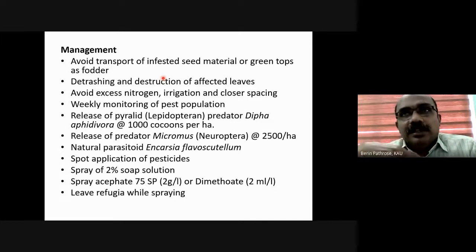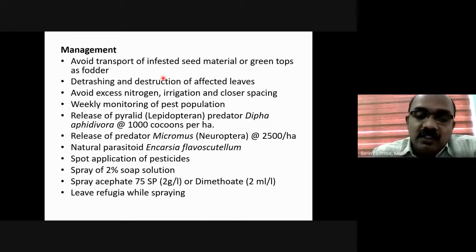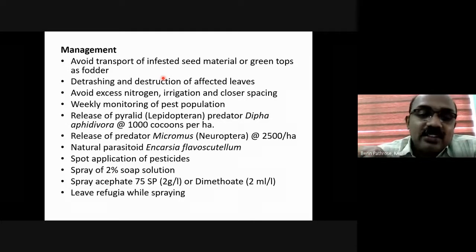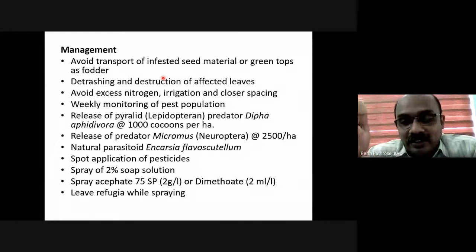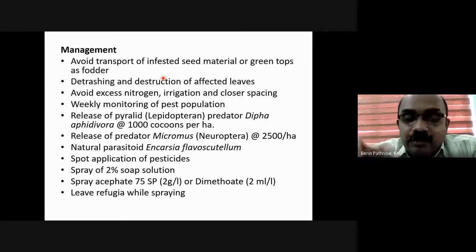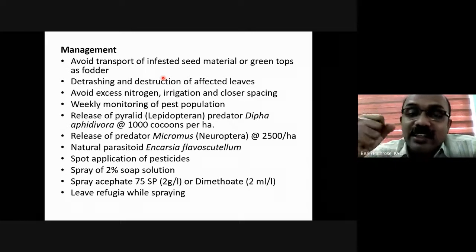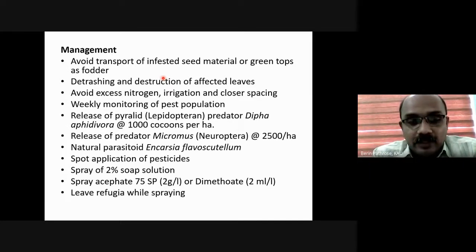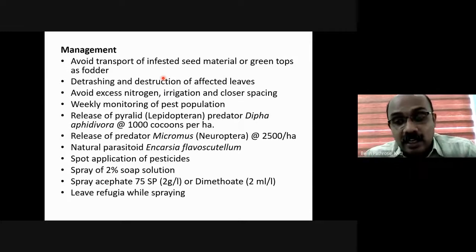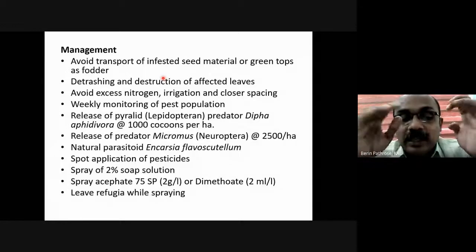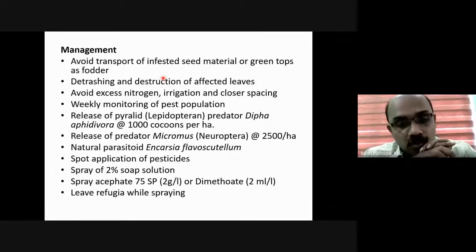Refugia is nothing but, if we have 1 acre of area which is infested with woolly aphid, we won't spray the entire area. We will leave 5 cents of area unsprayed. That 5 cents of area which is remaining unsprayed is called refugia. This is a refugia for the multiplication of natural enemies, so that the natural enemy won't get killed by the pesticide spray. So that is called the refugia strategy. That means instead of spraying the entire area, we will leave a small area unsprayed to help in the multiplication of natural enemies, so that the natural enemy population is not affected.